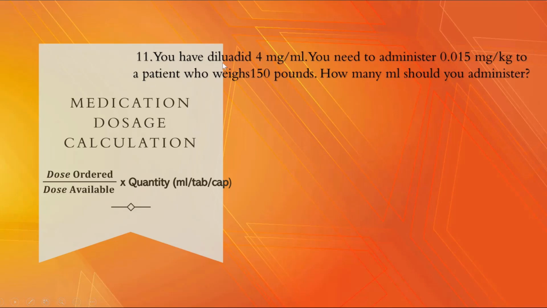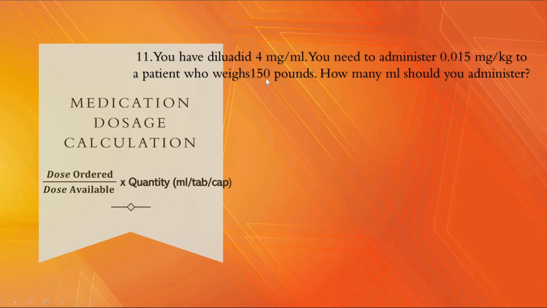Next question. You have diluted 4 mg per ml. So that is the available dose, 4 mg. The quantity is 1 ml. The ordered dose is 0.015 mg per kg. So when you see an ordered dose in milligram or microgram per kg, that means it's a weight-based medicine. That means the dose can vary with the patient's weight. So you have to calculate the patient's correct dose.